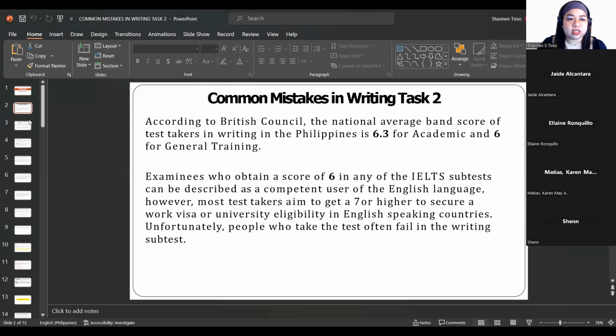We will not tackle these first few slides in detail, but I will read it for you. According to British Council, the national average band score of test takers in writing in the Philippines is 6.3 for academic and 6 for general training. This is the national average band score of test takers. It's quite low compared to the other subtests.